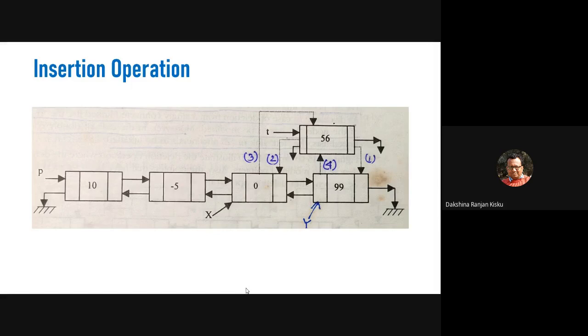How will this insertion be made? Any idea? What are the link parts, or what are the pointers we need to update so that we can insert the new node in between the nodes which are pointed to by x and y? Sir, for X, the right will point to the T, and the T left will point to X.